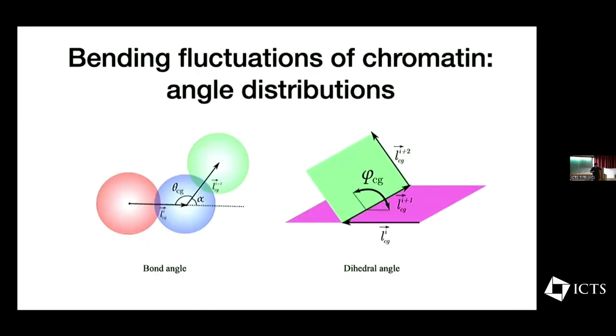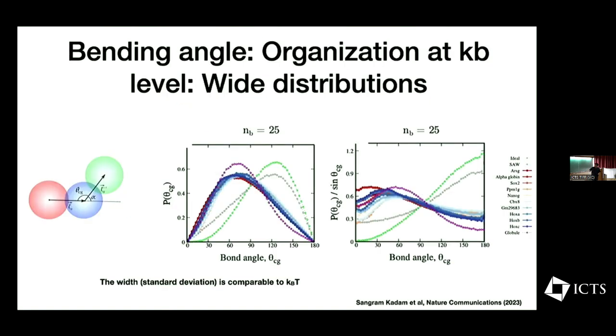We can compute other structural quantities like dihedral angles, like the Ramachandran angles in proteins. We can compute them equivalently for chromatin, and we have done that. And we have distributions of bending angles and dihedral angles, and these angles are very wide. This wide distribution suggests that the chromatin is quite flexible at the scale of several kb.